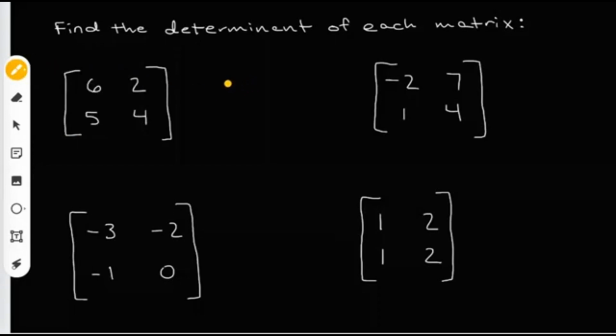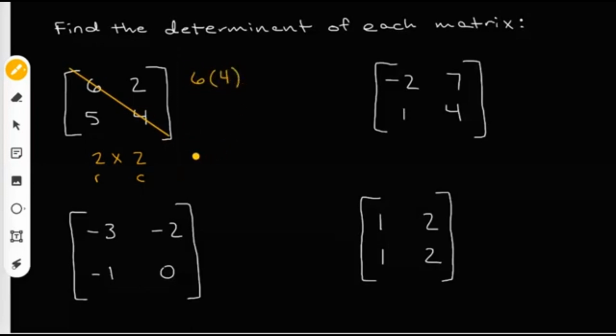Now, I know that the determinant is going to be a real number based on this matrix. This is a 2 by 2 matrix, meaning it has 2 rows and 2 columns, with the row number always coming first. To find the determinant, you use the main diagonal and the counter diagonal. I'm going to draw a line through the main diagonal. It's going to cross through 6 and 4. So I do 6 times 4.